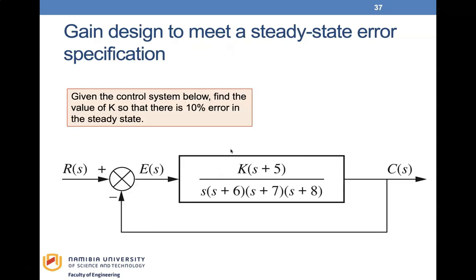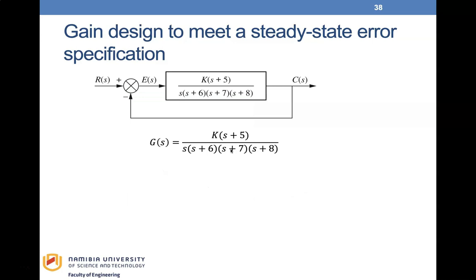In this next example, we will use the steady state error concept to design a control system. Let's say you have the following control system and you have been asked to find the value of the gain K of the system so that there is 10% error in the steady state. From the forward path, we have G(s) equals K(s+5) over s(s+6)(s+7)(s+8).